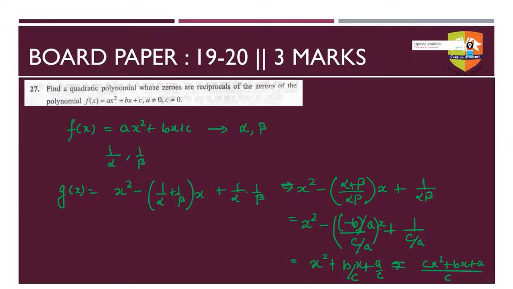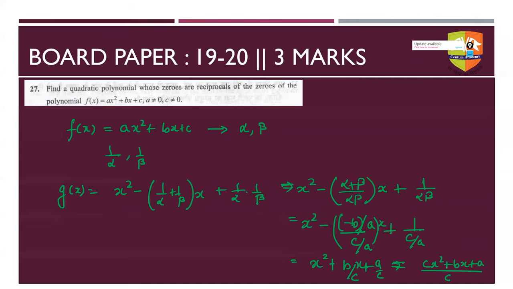Sir, I got the sum of zeros as minus b by c and the product of zeros as a by c. So either can be x square plus b by c x plus a by c, or c x square plus b x plus a. So by c has to be also there. No, you missed, all of you missed the by c part. So I just wanted to understand why was that missing.